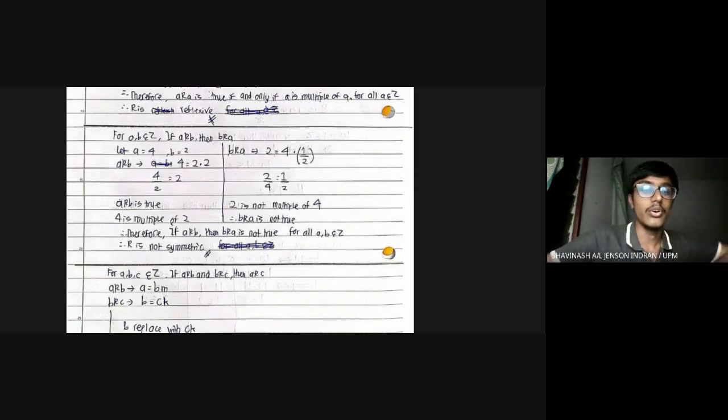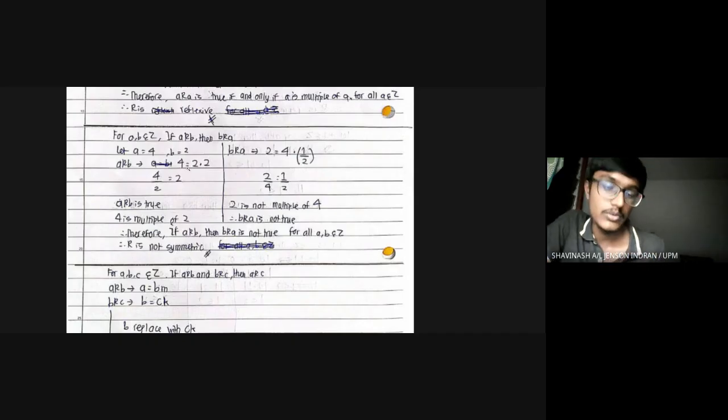Okay, so for A R B, we choose A equals 4 and B equals 2. So we can write 4 equals 2 times 2. We divide 4 by 2 and get 2, which is a whole number. So it is shown that 4 is a multiple of 2. Okay, so A R B is true.